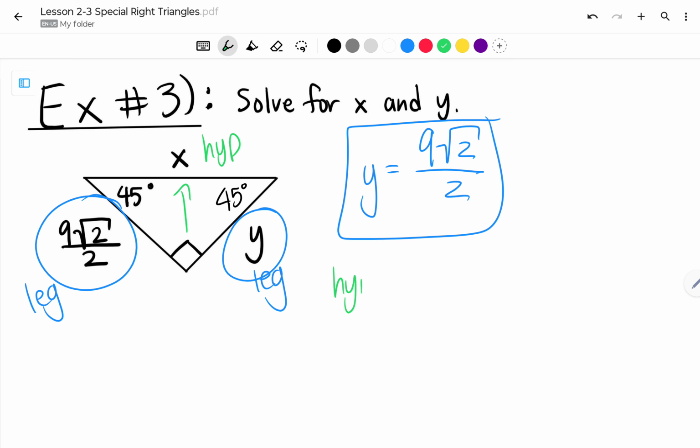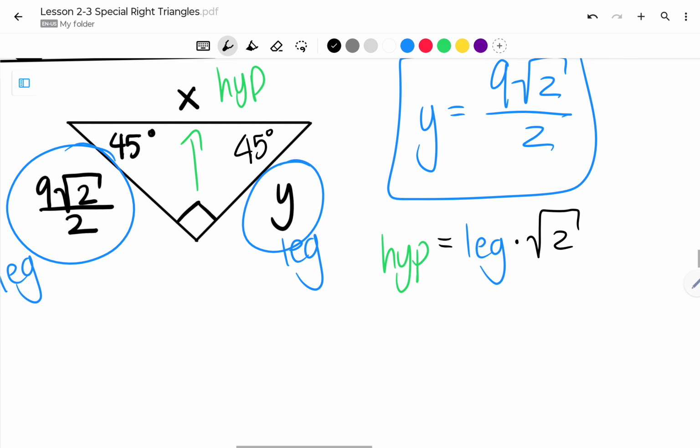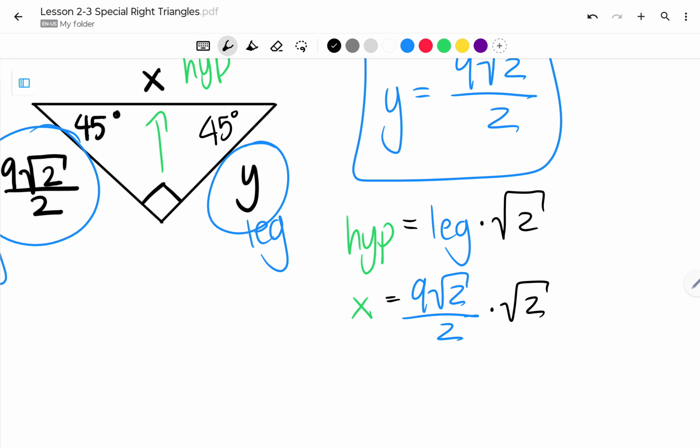Let's use our formula to solve for x. Again, I'm rewriting my formulas because I know I need to memorize it. You should be doing the same thing too. x equals 9 square root of 2 over 2 times square root of 2. That square root of 2 gets multiplied. Does it get multiplied to the top of the fraction or the bottom? It's only one of them. It should be the top, okay?